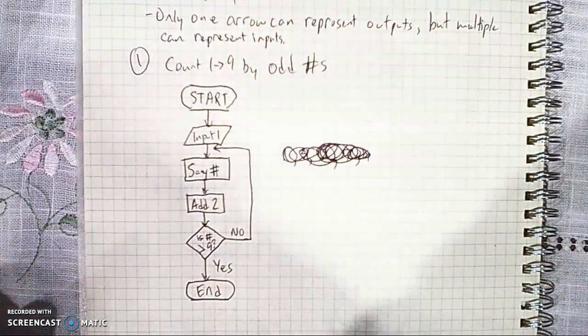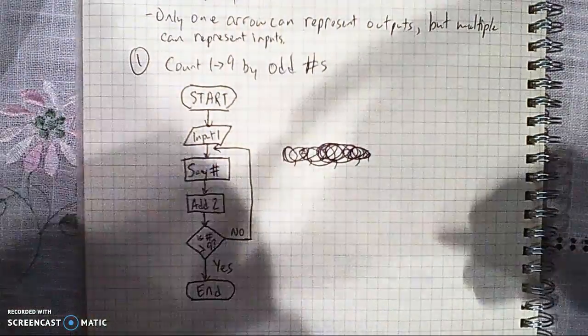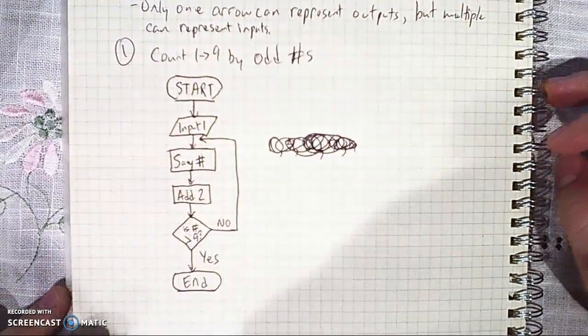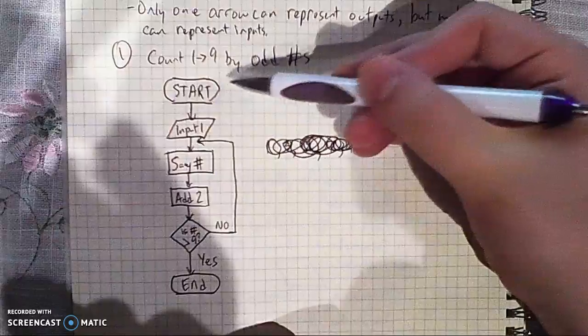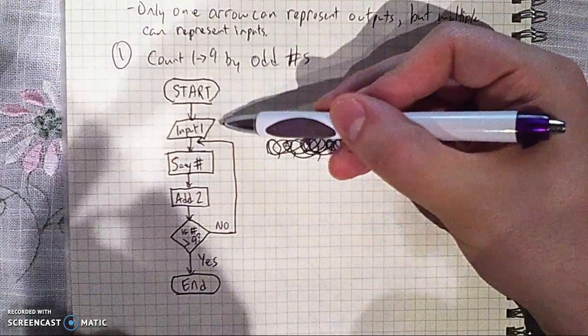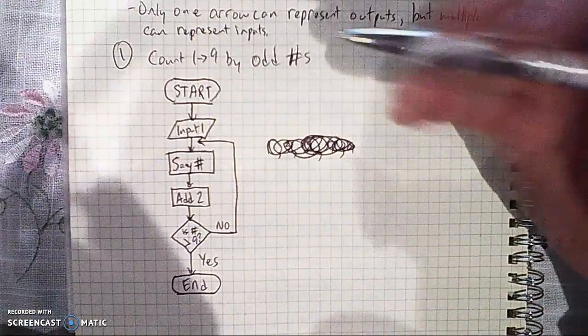Okay, let's try this flowchart out. I was trying it before, but I got cut off because I can only record for 15 minutes at a time. Okay, so we start, and the program asks us for an input. It asks us to input 1. Okay, we input 1, which is our number.